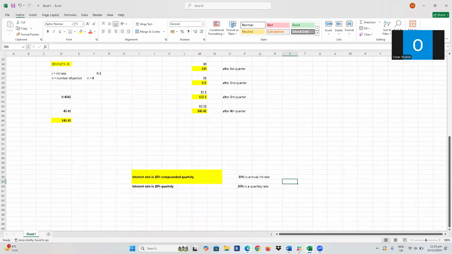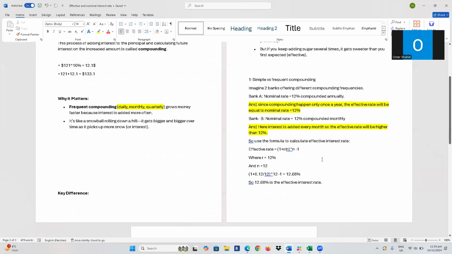No, that's what I told you here, right? Now let's go back to our example. What they're telling us in the example is 12% compounded monthly. They're not telling us that this 12% is a monthly rate, so obviously we will assume that this 12% is an annual rate. When it is an annual rate and they are compounding it monthly, we need to divide this 12% by n, the number of months in a year, because this 12% is not a monthly rate, it is an annual rate.